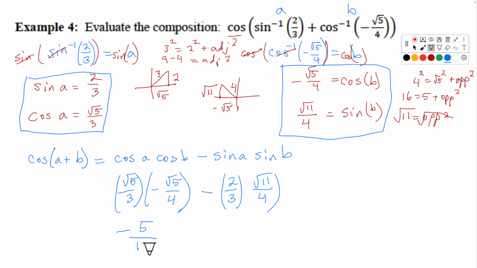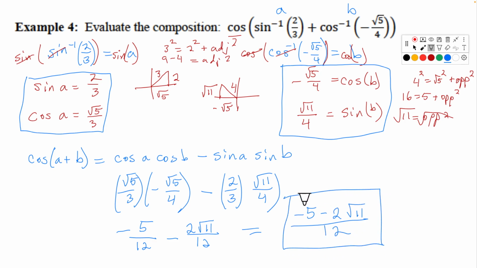3 times 4 is 12. And then we got 2 times square root of 11, which is 2 square root of 11. 3 times 4 is 12. We got a minus and a minus. So that's just negative 5 minus 2 square root of 11. All of this over 12.